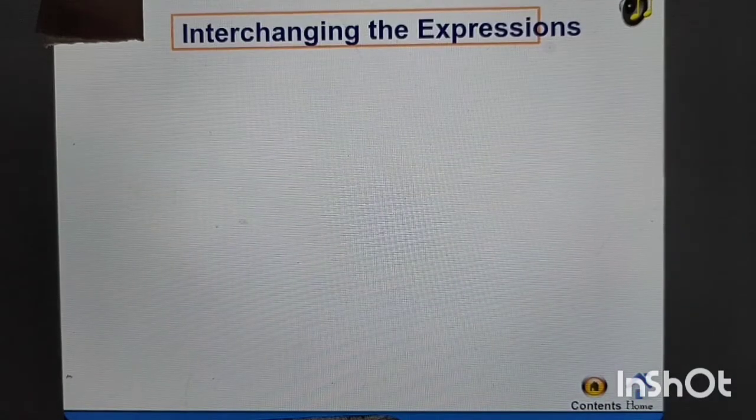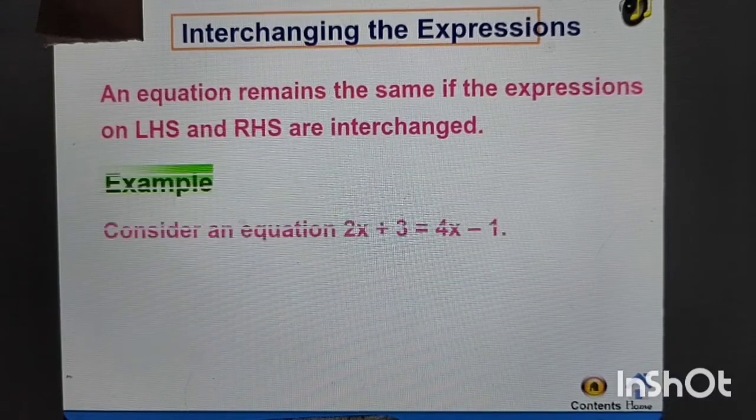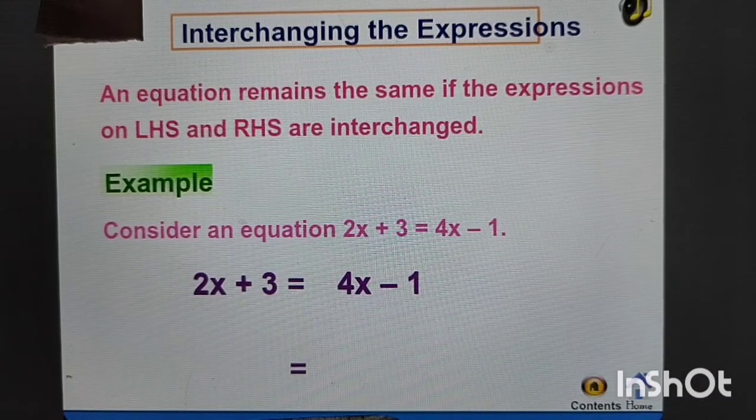Interchanging the expressions, an equation remains the same if the expressions on the left hand side and right hand side are interchanged. For example, consider an equation 2x plus 3 is equal to 4x minus 1. Now, we interchange the expressions on the left hand side and right hand side and find that the equation remains unchanged.